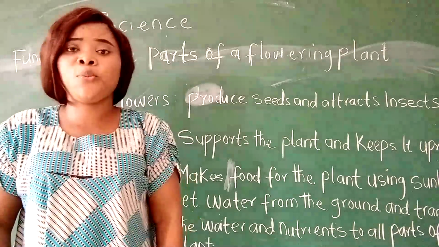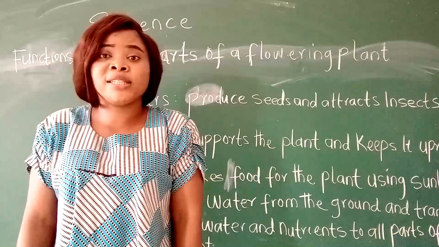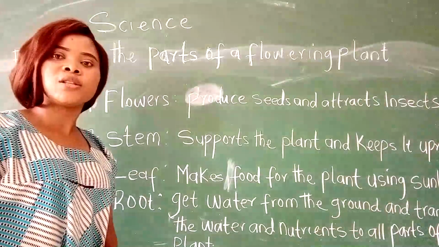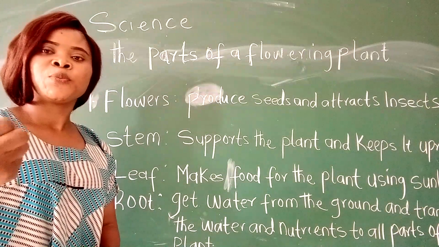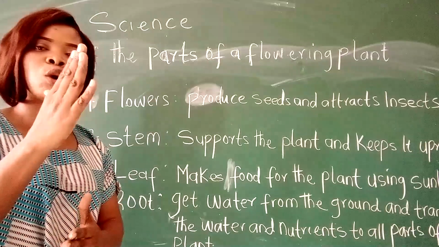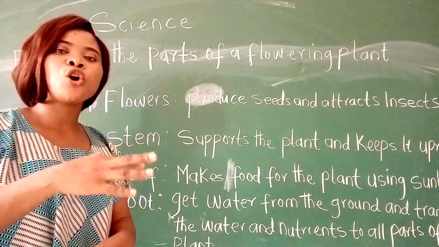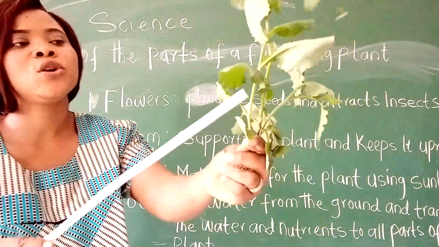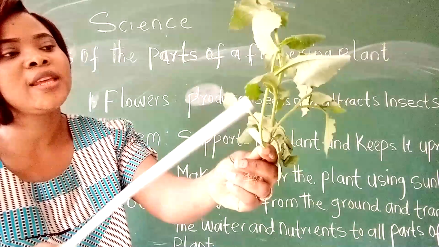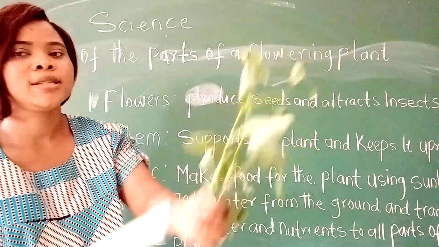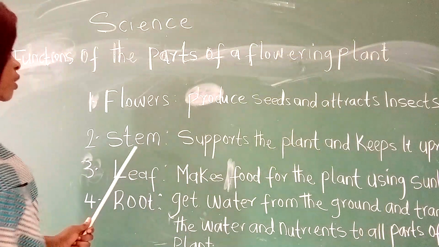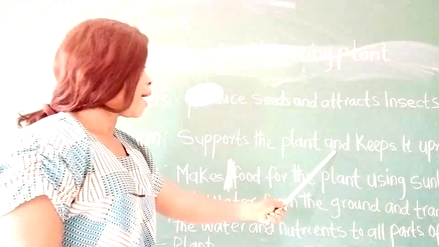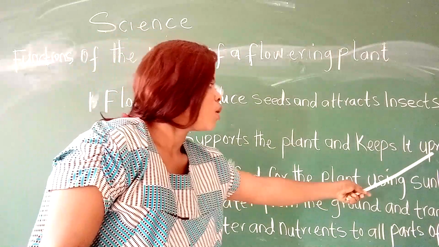When you stand up, you are upright, right? You are not falling. You are just there, balanced. Yes, that is what the stem does to the plant. It supports the plant and keeps it upright, so that it will not fall. So here are the parts of the plant that we call the stem. All these places are the stems. The stem supports the plant and keeps it upright.